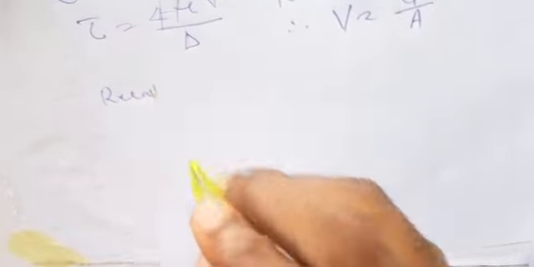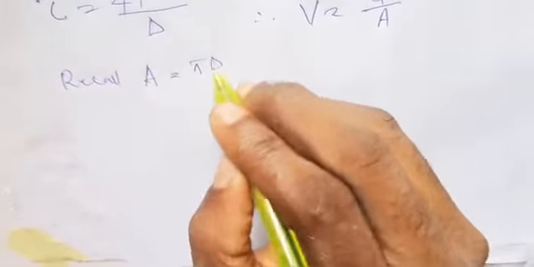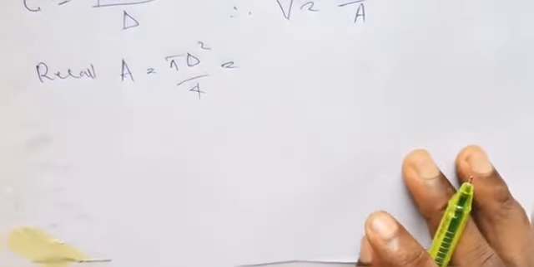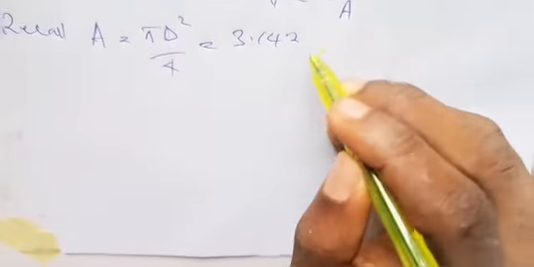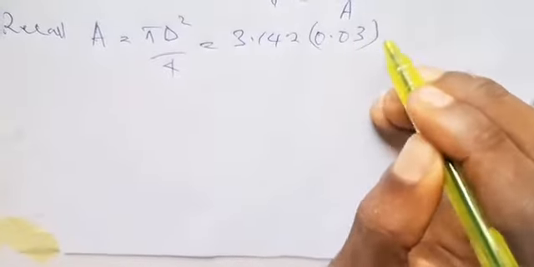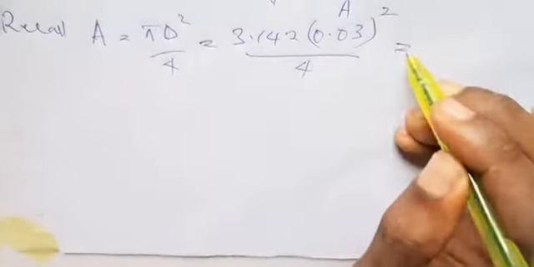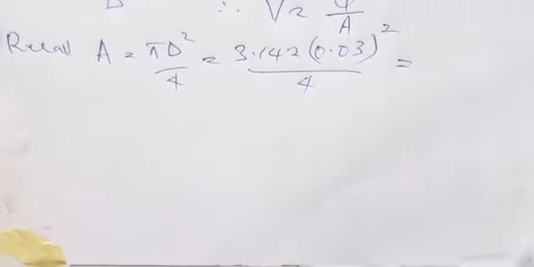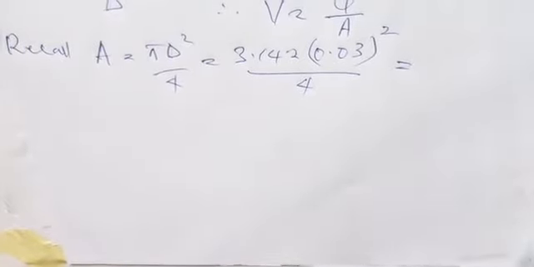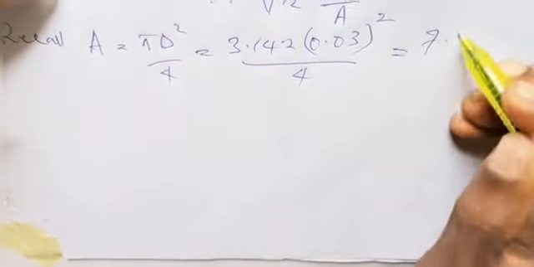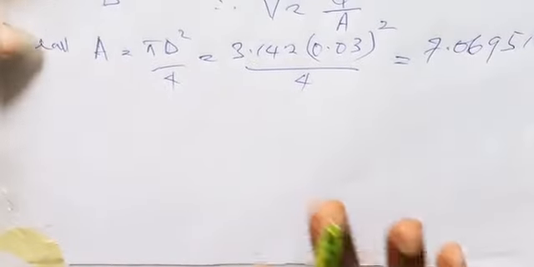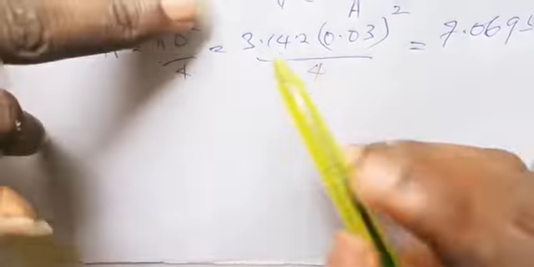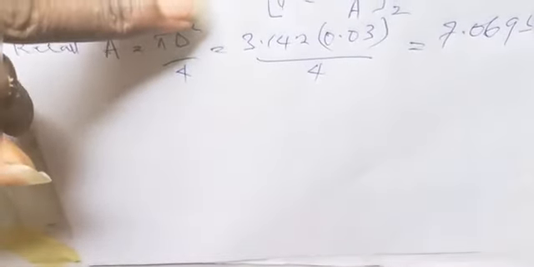Recall that area is pi d squared all over 4. This is equal to pi, which is 3.142, times diameter, given to us as 0.03, all squared, divided by 4. I will compute all of this together and obtain the answer just to save time. So you have the area to be 7.0695 by 10 to the power of minus 4 meters squared. So this becomes the area. If this is the area, simply put it into this equation to obtain the velocity.